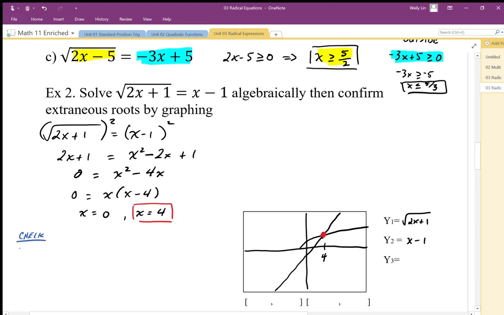Okay, so check x equals 0, and we'll see that it doesn't work. So it's square root of 2 times 0 plus 1 equals 0 minus 1. So we get square root of 1 is equal to negative 1. Well, that's not true. Okay, that's extraneous. So there's our extraneous solution.